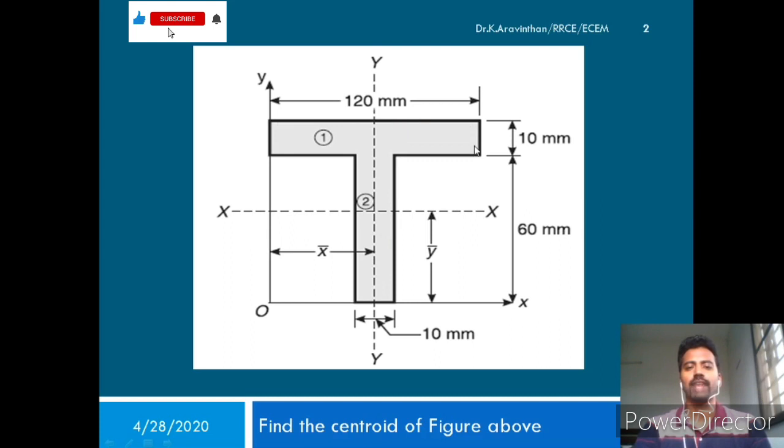This is known as the flange and this is known as the web portion of a T section. So these are the technical terms. Right now you are going to find the centroid of the T section, at a particular place where the center of the mass is going to act, or the center of the part where the area is concentrated.